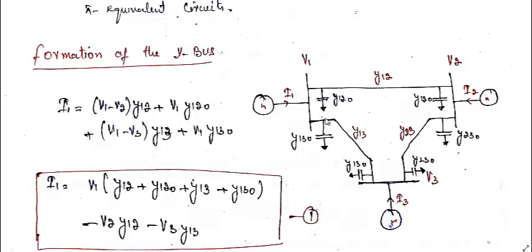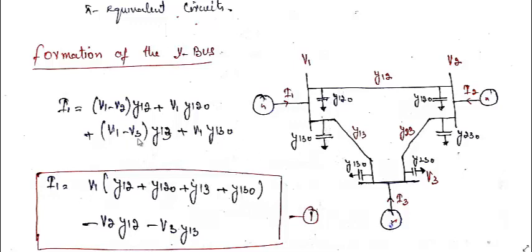In this line we have two parts of the current. One is in this bigger line, another is the parallel line. So V1 minus V2 into Y12 plus V1 into Y120. Similarly, we can have two components of the current: one is flowing through this bigger line, another through this parallel line, that is the shunt admittance. So this will be equal to V1 minus V3 into Y13, that's what I have written over here, plus V1 into Y130.